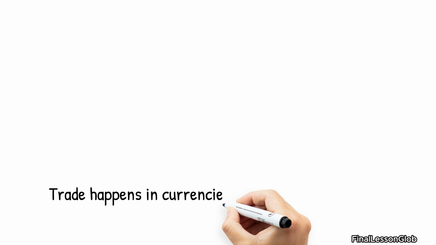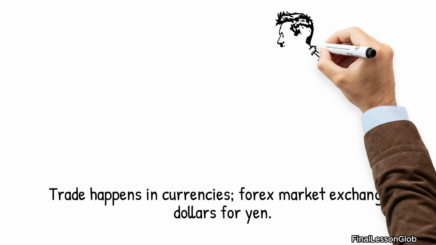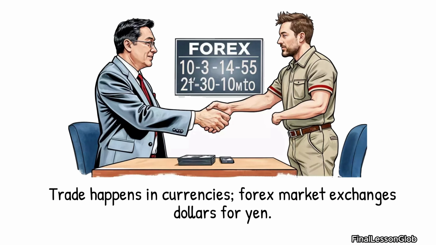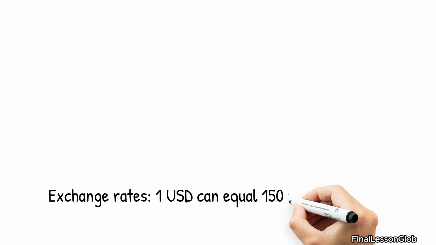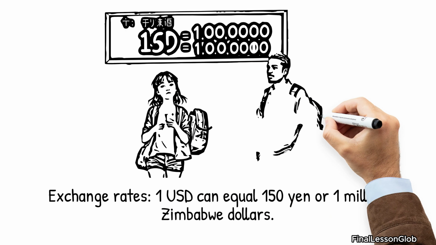Trade happens in currencies. If Japan sells cars to the US, it wants yen, not dollars. So, dollars get exchanged for yen. This is the foreign exchange market, aka Forex. The exchange rate tells you how much of one currency you get for another. 1 USD equals 150 yen. Cool. 1 USD equals 1 million Zimbabwe dollars. Less cool.